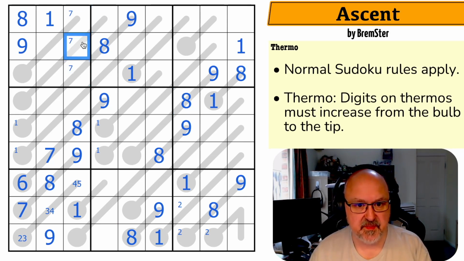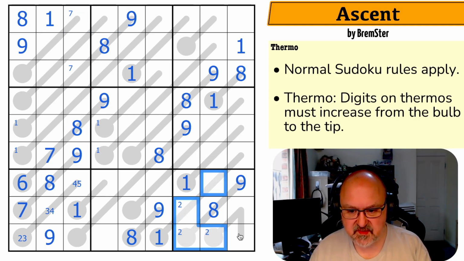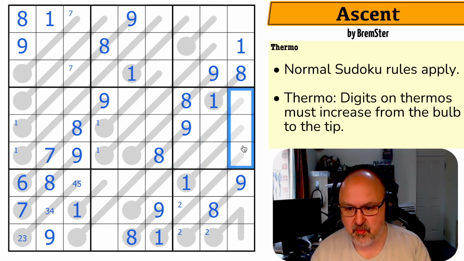7 here would need that to be 8 or 9. So 7 is in one of those two, because this is the top of a thermo and this does go 8, 9. Okay. I'm actually more interested in this box, but I think I should do this one first because I can't put 7 in any of those cells. 7 broken because I don't have 8 or 9. So 7 is in one of those three.